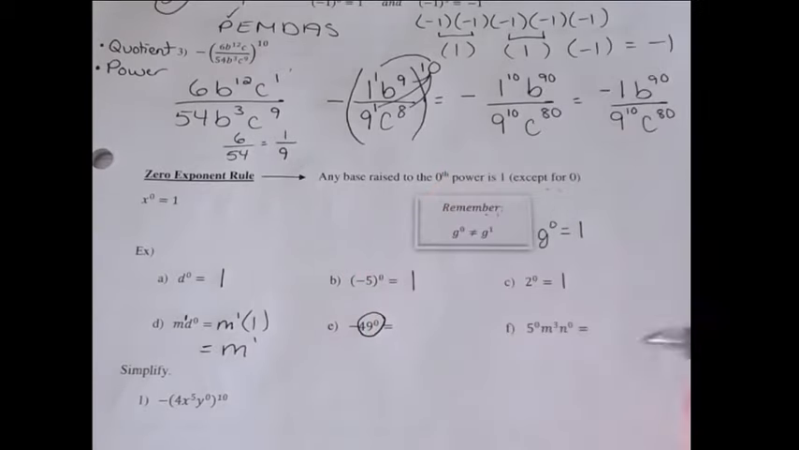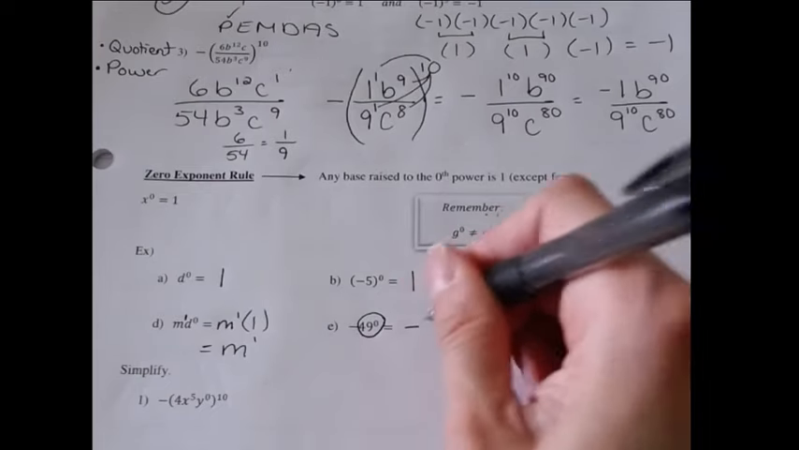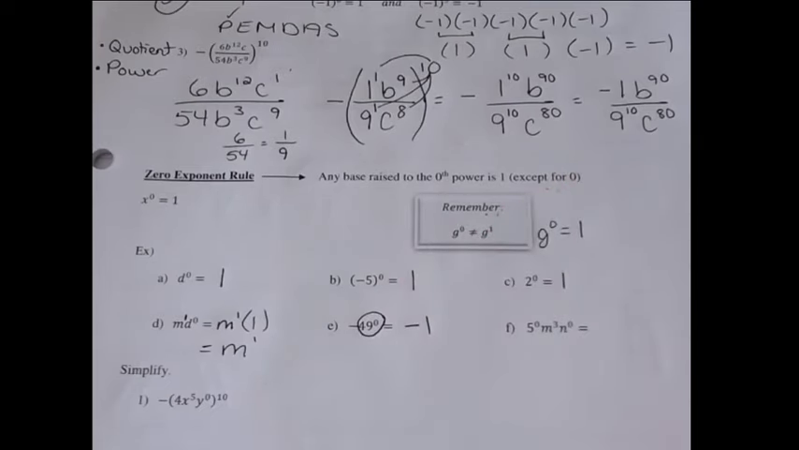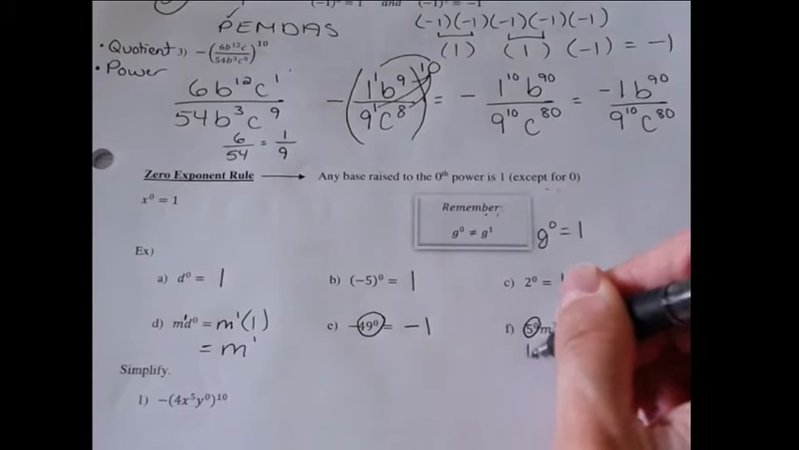So 49 raised to the 0th power is 1, but don't forget there's a negative in front. So your answer here would be -1. And last, with part F, we have 5 to the 0. Well, 5 to the 0 is just 1.